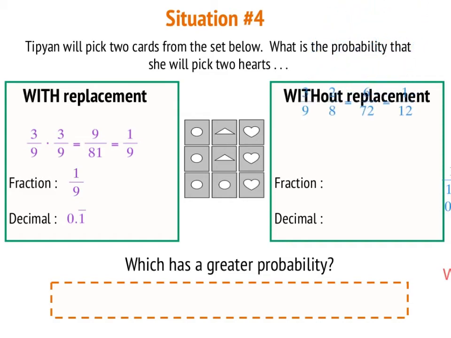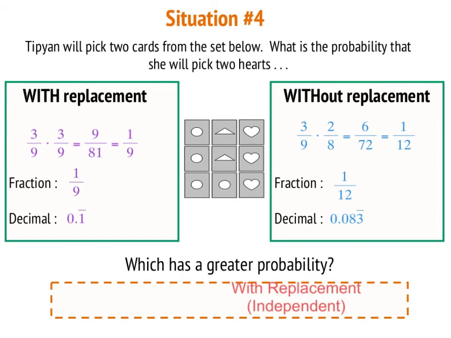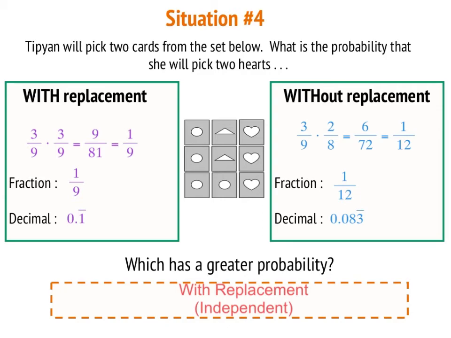So this time we've got 3/9 because there were 3 hearts the first time, 9 cards the first time. Then she put one in her pocket. We've got 2 cards left that are hearts and 8 cards total. So we're going to multiply. 3 times 2 is 6. 9 times 8 is 72. 6/72 reduces to 1/12. So we're going to have our fraction as 1/12. And again, we're going to use decimals to compare, and 1/12 as a decimal is 0.083 repeating. So which one is greater? The 1 is greater than the 0. So we know that with replacement or independent probability is the greater probability here.